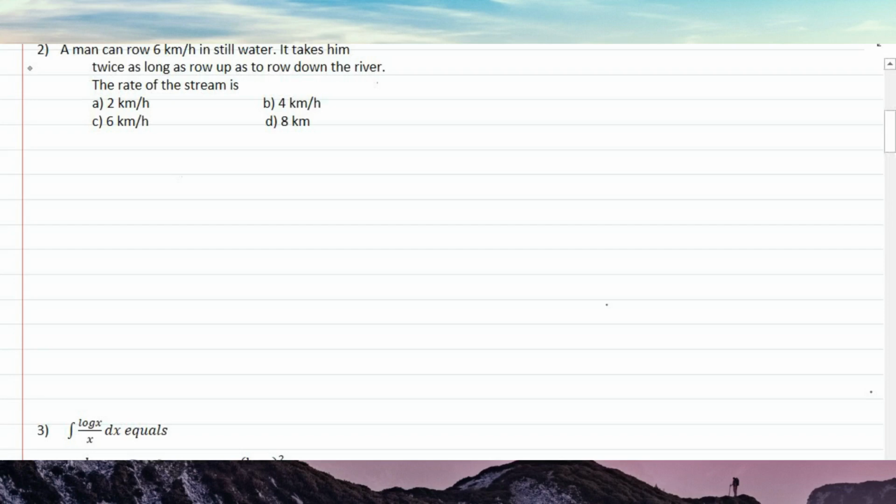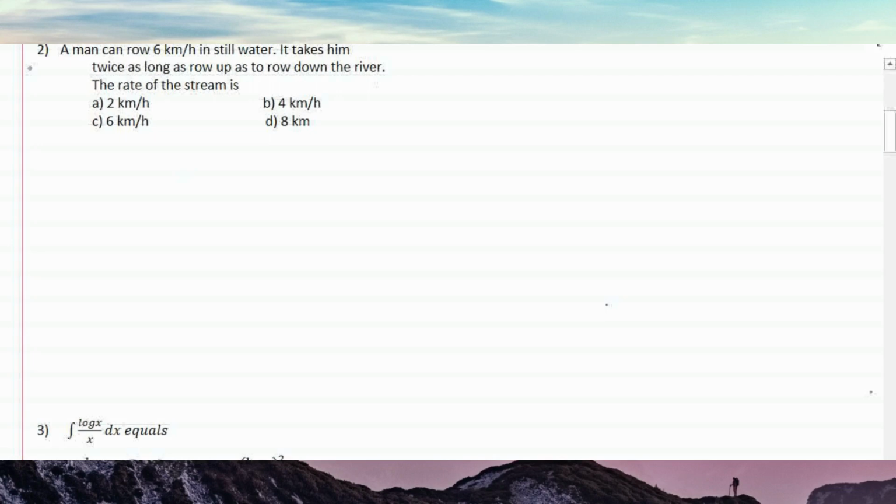Children, let us start with your next question, where he says a man can row 6 kilometers in still water. So here in this question you can say that the speed of the man in still water is given to you, right? Speed of man in still water, that is given to you. So what is that speed, children? Could you tell me? That is 6 kilometers per hour, right?